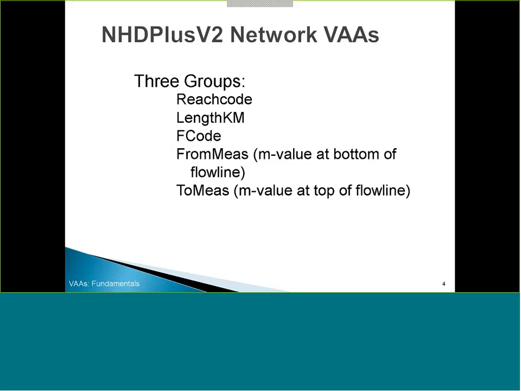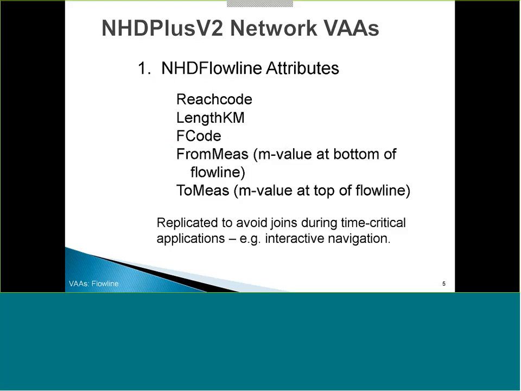We're going to focus on the navigation attributes here, but I wanted to tell you that, to make it easy to use the PlusFlowlineVAA table, we replicated some of the NHD Flowline attributes in that table. We put the reach code in there. We put the length KM, those 2 attributes, and the F code. Those attributes are actually also in NHD Flowline. But the other thing we did was we exposed the from and the to measure.